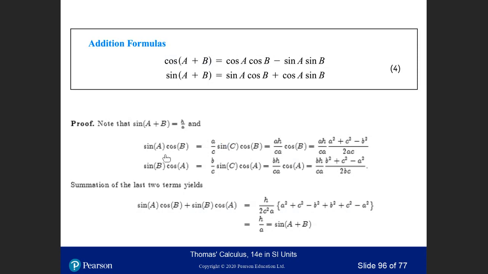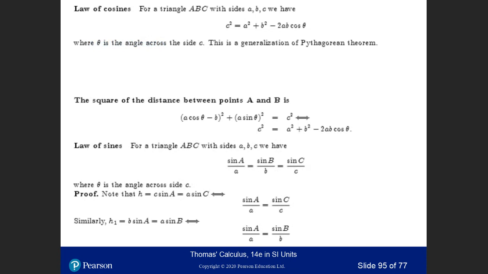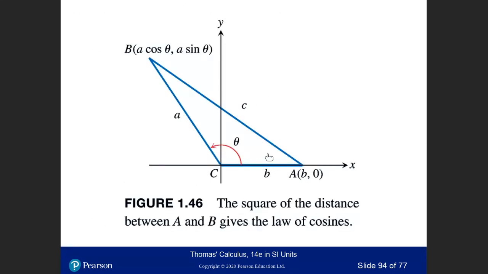Now let's calculate sine A times cosine B. Actually, what we have here, sine A is H over C basically. If you make the figure, that's A, so H is here. So this is the right triangle. Sine A is equal to H over C. And so that's what we get here.